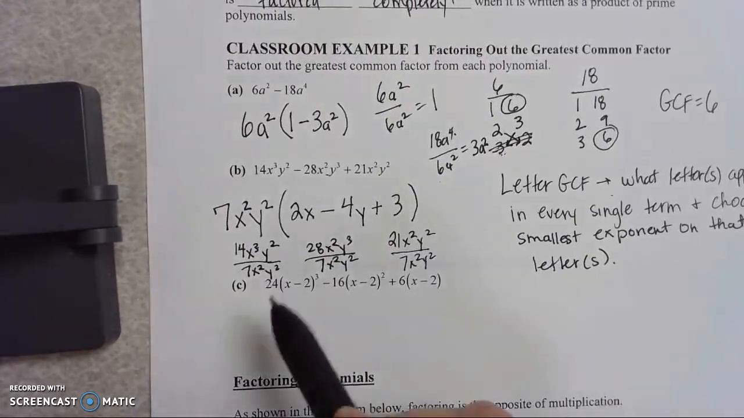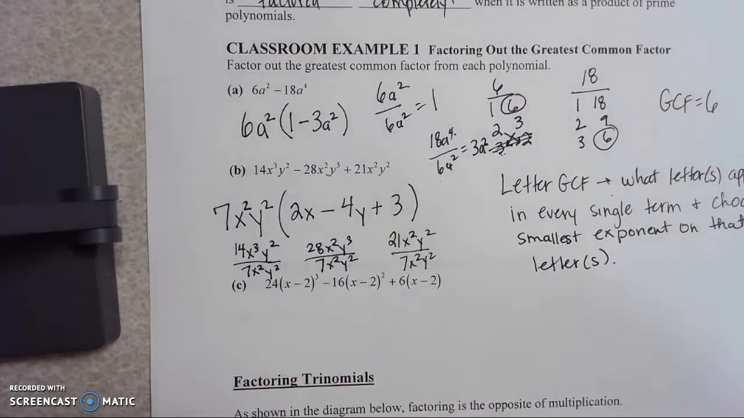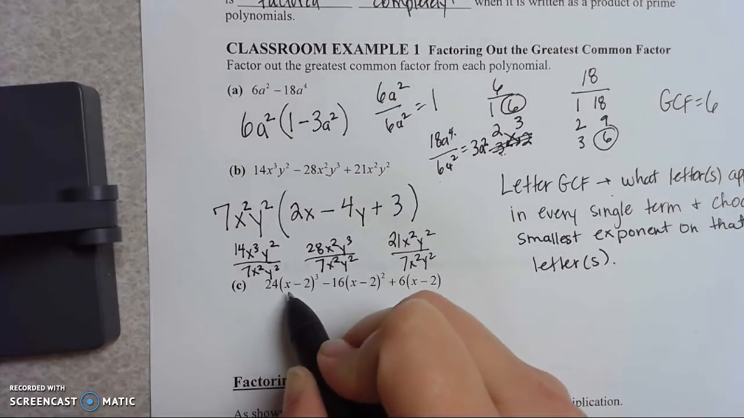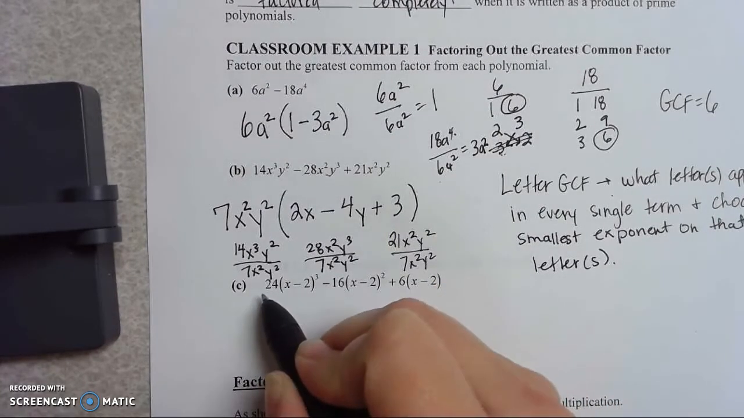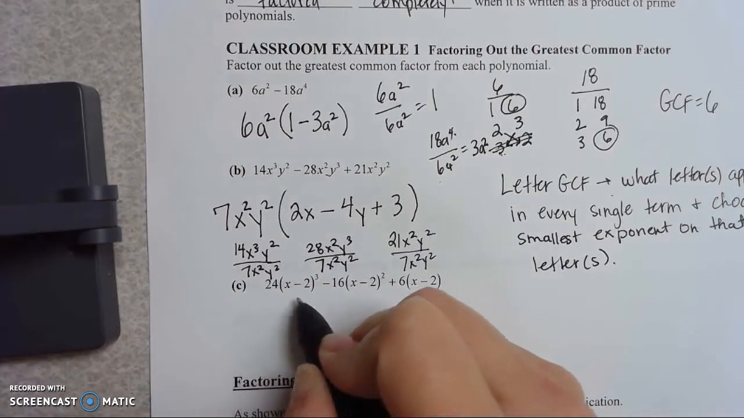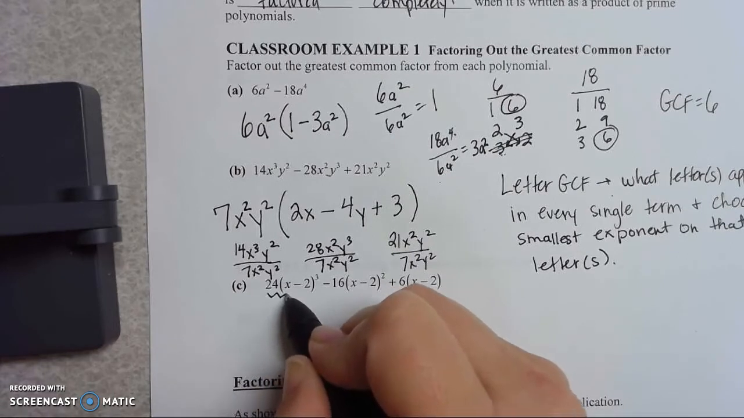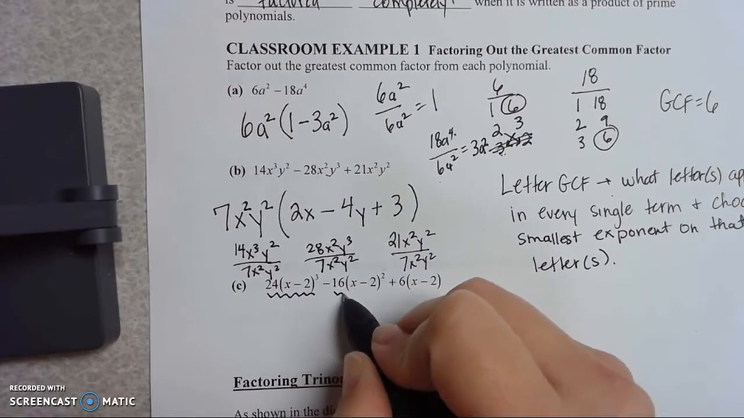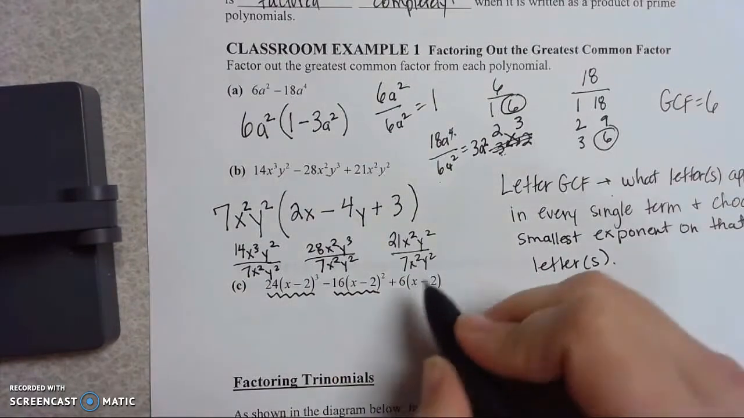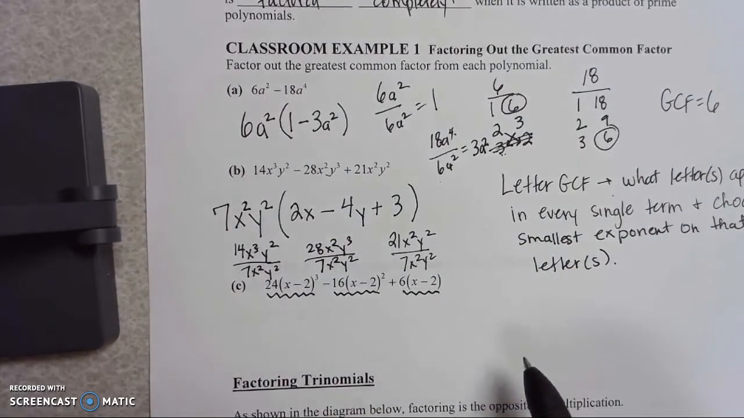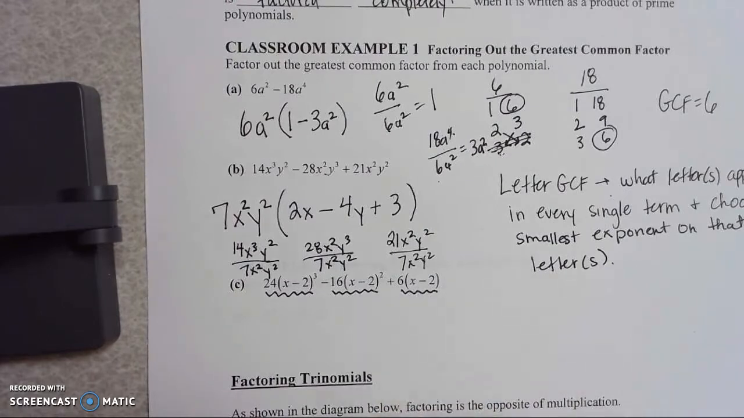Lastly, remember anything that's being multiplied together is a term. So when I look at this, this is 24 times the quantity x minus 2 cubed. So 24 is a factor, and x minus 2 cubed is a factor. Since they're being multiplied together, this whole thing right here is one term. Same thing here, this whole thing is one term. Same thing here, this whole thing is one term. So it's a trinomial.